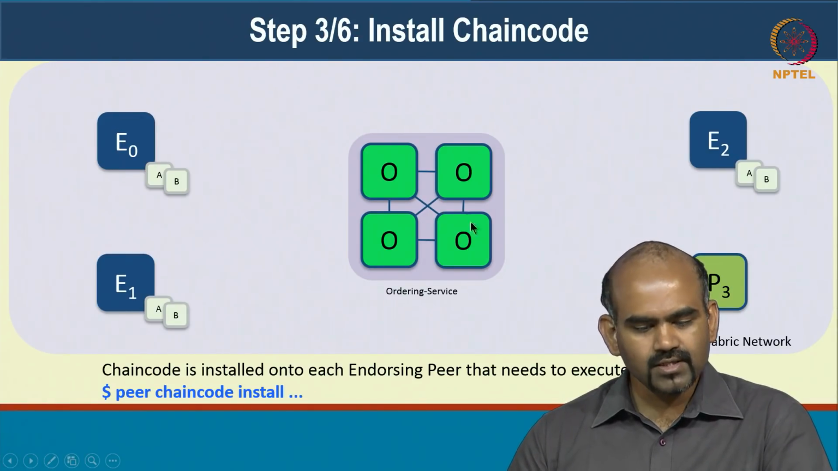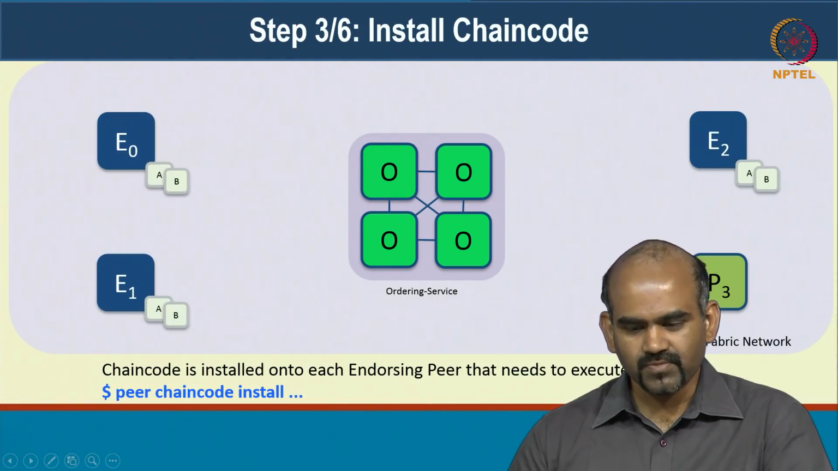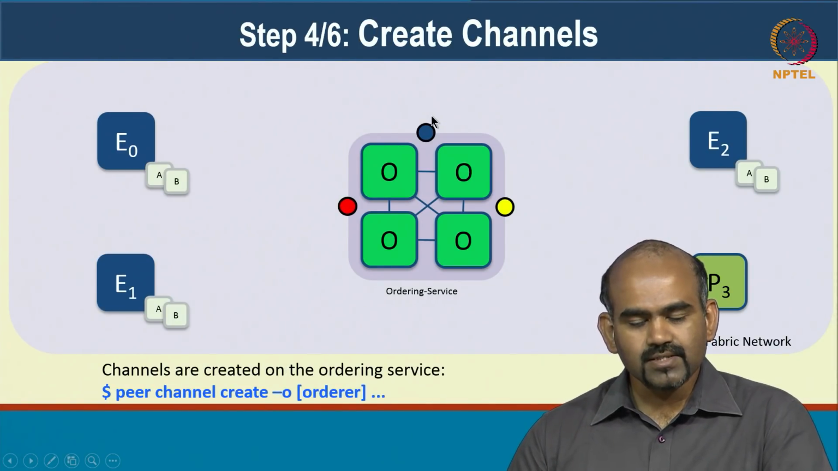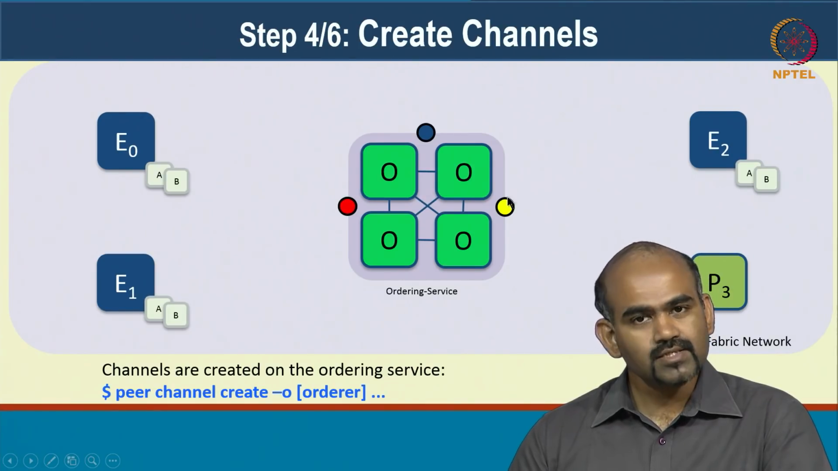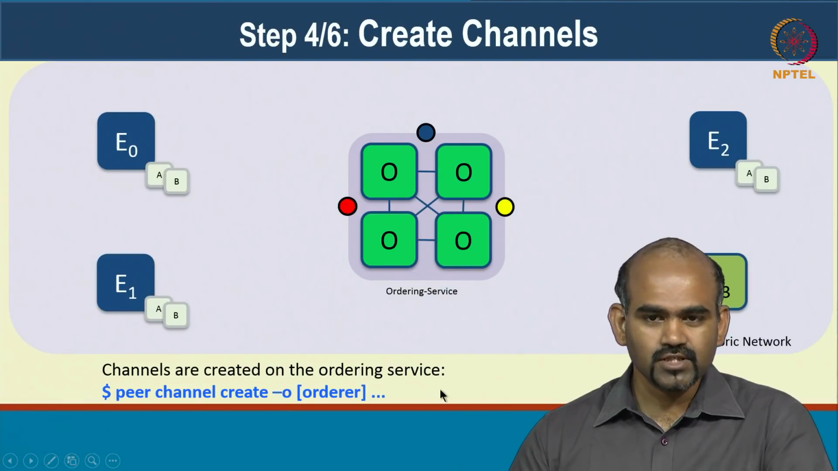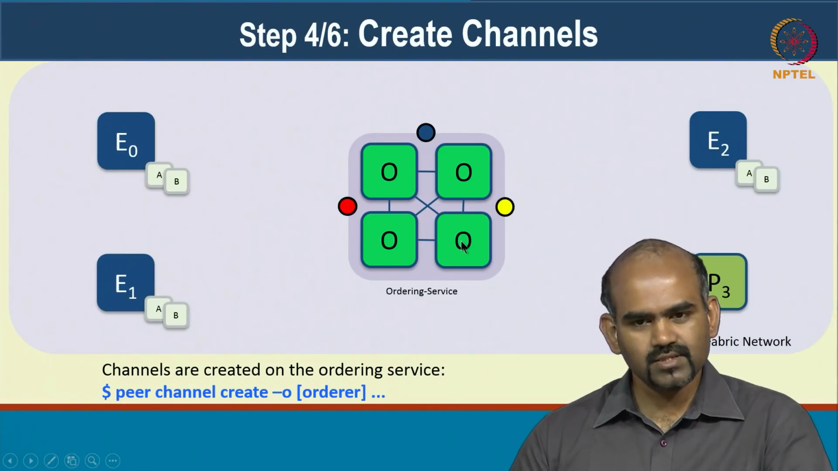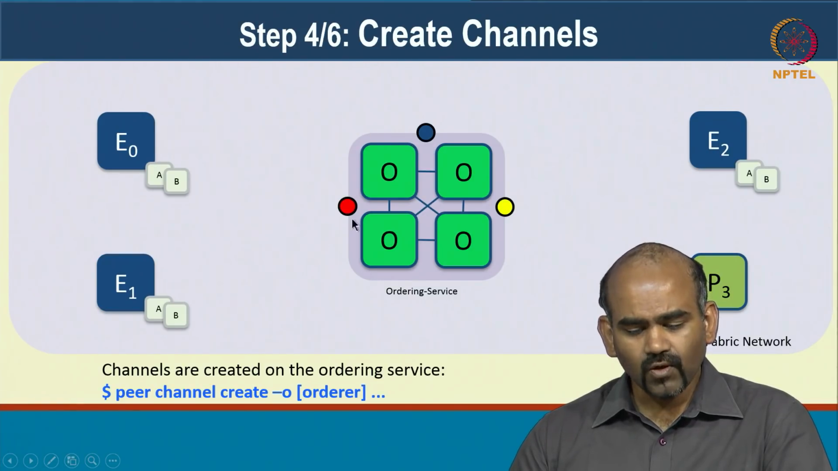Okay, so now you have the ordering service, you have a bunch of peers, you have chain codes installed in them. Now is when you start constructing the network itself and the communication between them. So you're going to be creating some channels. The ordering service is where these channels are configured. Of course you could also have multiple ordering services for different channels, but in this example, let's assume that there is just one ordering service, with multiple nodes, so a distributed ordering service, and it has multiple channels. In this case, there is a red channel, a blue channel, and a yellow channel. All these channels are configured with the ordering service.